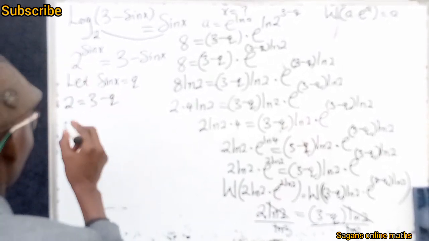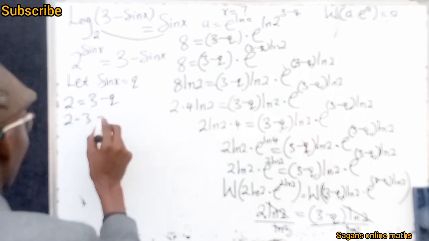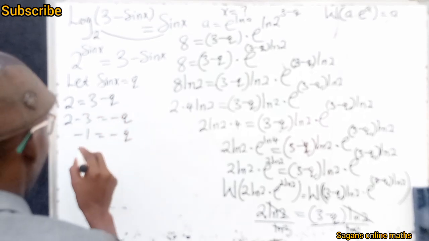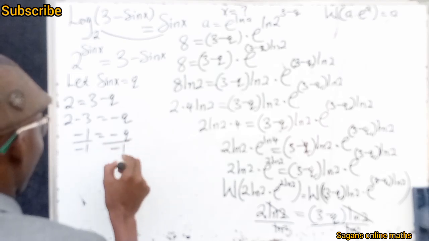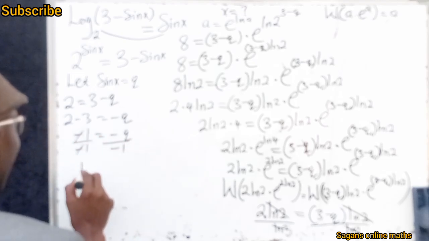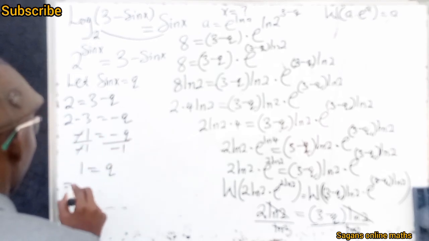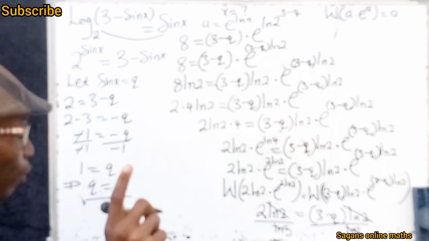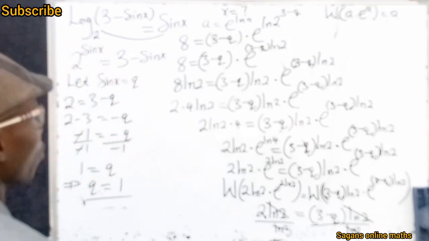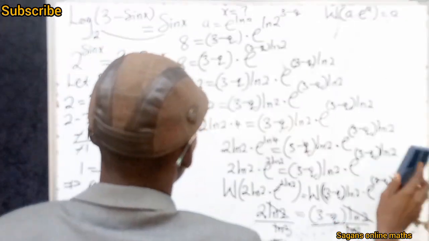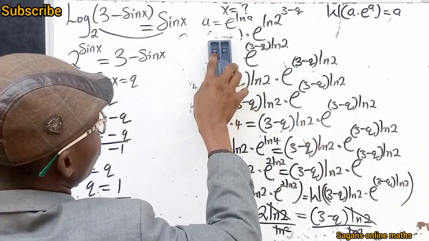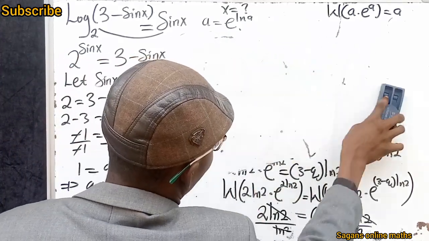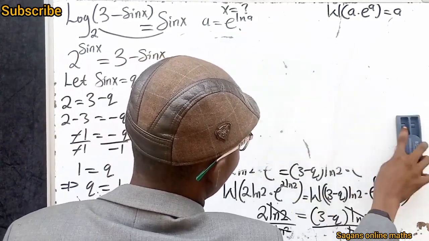Let's subtract 3 from both sides. This is 2 minus 3 equals minus q. This will give us minus 1 equals minus q. Let's divide both sides by minus 1 so that we can have q. This will cancel out this, so 1 is equal to q. This implies that q is equal to 1. This is the value of q. But I want you to remember that we are not asked to solve for q. We are asked what is the value of x. So let me remove this from here, so I can find the value of x.